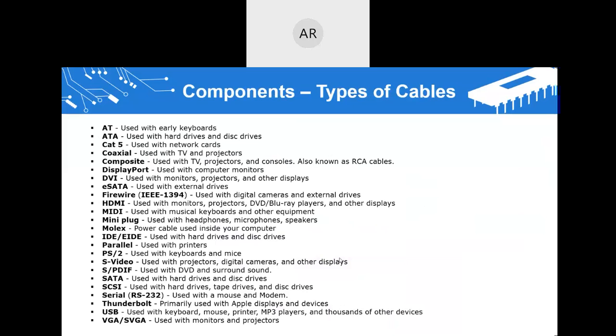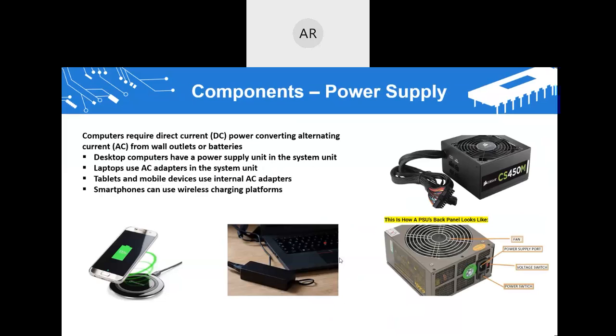Next is power supply. As I said just now, a computer requires direct current, so the power supply converts alternating current from wall outlets or battery. The example that I showed you just now is an example of the power supply that we have in our system unit. Other power supplies are our smartphone charger, and also tablet and mobile device adapters.